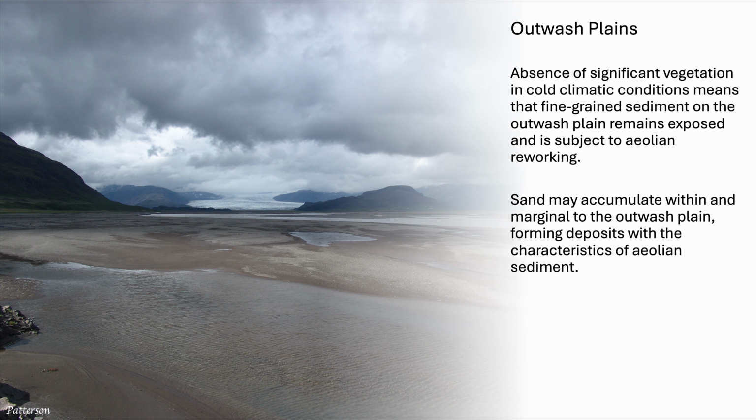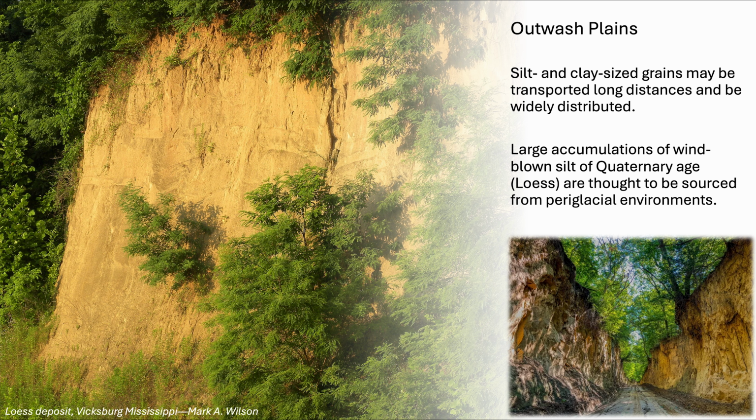In cold environments, these outwash plains can lack significant vegetation. This results in the material being free to be blown around by aeolian processes, further modifying the material, making it finer grained and less angular. Some of this material, silt and clay-sized grains, may be transported very long distances by wind. This material can accumulate in thick sequences of Quaternary age loess.